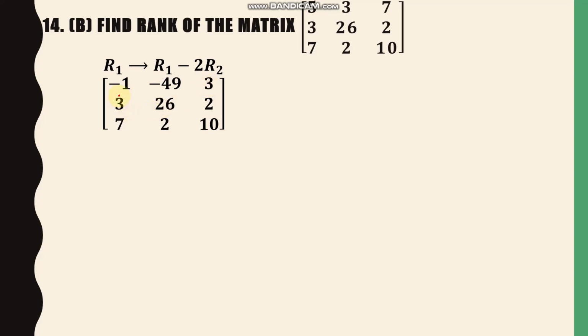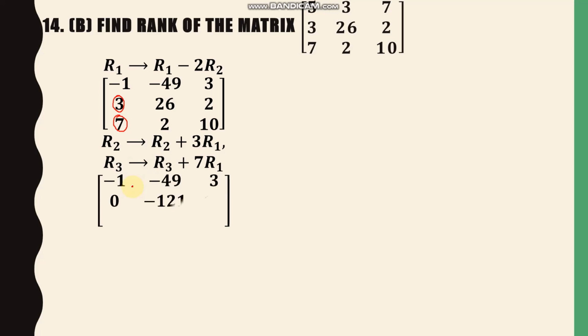Okay, now I have to make 0 here and I have to make 0 here. So I'll apply the transformation R2 goes to R2 plus 3R1 and R3 goes to R3 plus 7R1. Okay, I'll apply this transformation. So it will make me 0 here. It will make me 0 here. Here you will get 26 plus 3 times minus 49. It will give me minus 121.